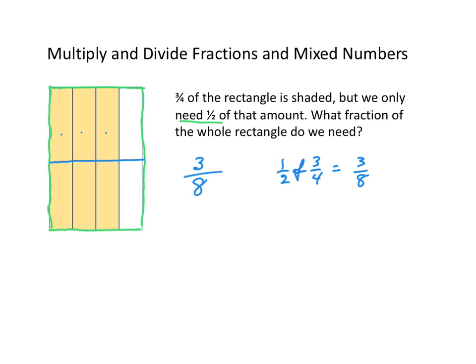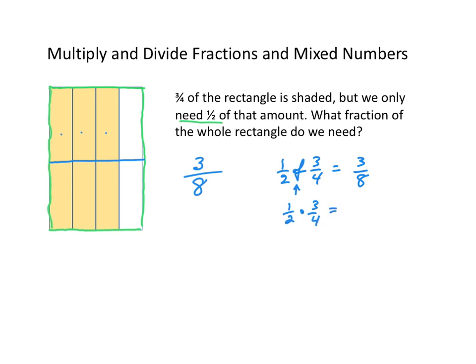So we're actually multiplying when you take half of anything, or this also works with percents and decimals. Of means that we're multiplying, so half of 3/4 would be 1/2 times 3/4.